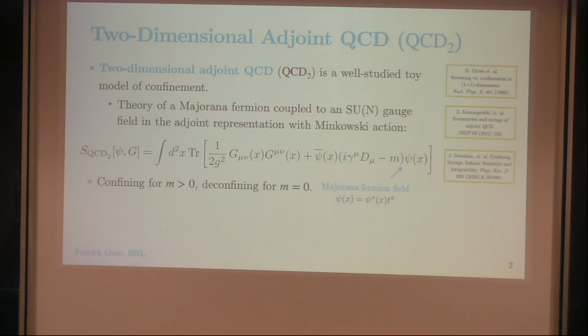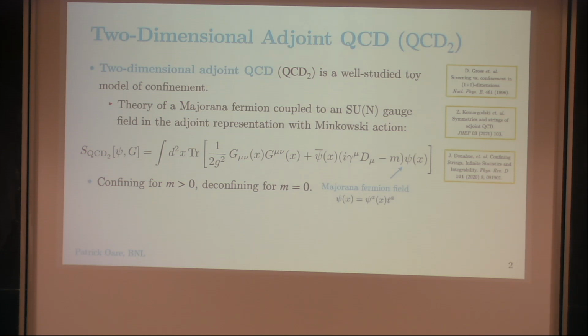Adjoint QCD is a well-loved topic by this collaboration, and it's a great toy model for studying confinement. It was introduced in the 90s, and there have been a lot of talks about this specific model over the years. It's the theory of a Majorana fermion coupled in the adjoint representation to an SU(N) gauge field with this Minkowski action here. So psi is our Majorana fermion field, which has adjoint indices, and G is our gauge field.